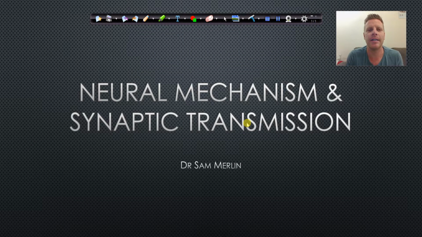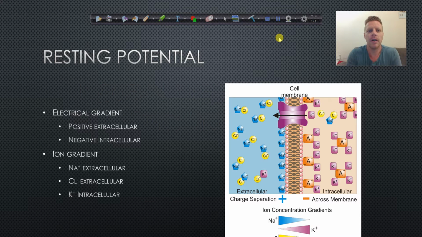Hello everyone. Today I'll be talking to you about some fundamental neural mechanisms that are required to understand how neurons and neural circuits function. So all neurons possess the potential for electrical activation, and this is governed by the existence of an electrical charge inside the cell relative to the extracellular space.